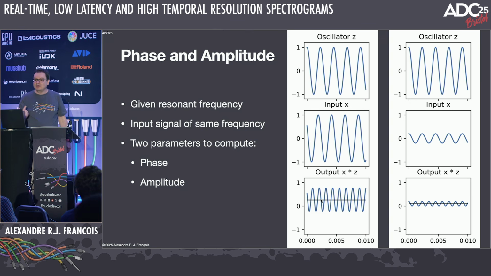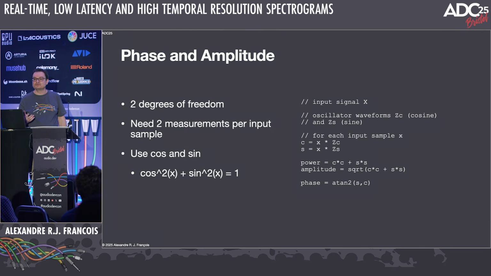But remember, we want to know how much of each frequency is in the signal. So what we're really looking for is the amplitude of the input signal. Now, if the amplitude of the input signal is not 1, you also get a lower response. So there's two things we need to recover: in math terms, the phase and the amplitude. The phase is the offset. That means there's 2 degrees of freedom, so we need to get 2 measurements per input sample.